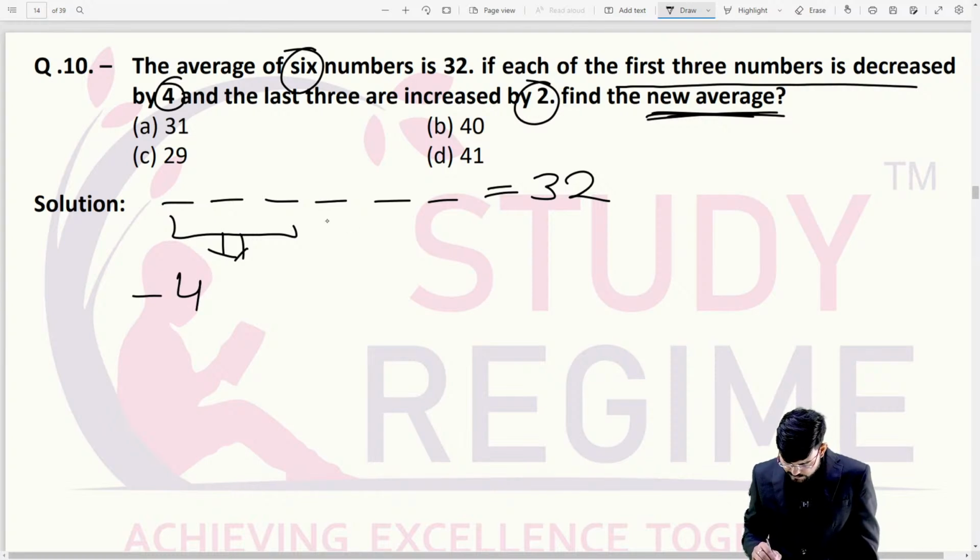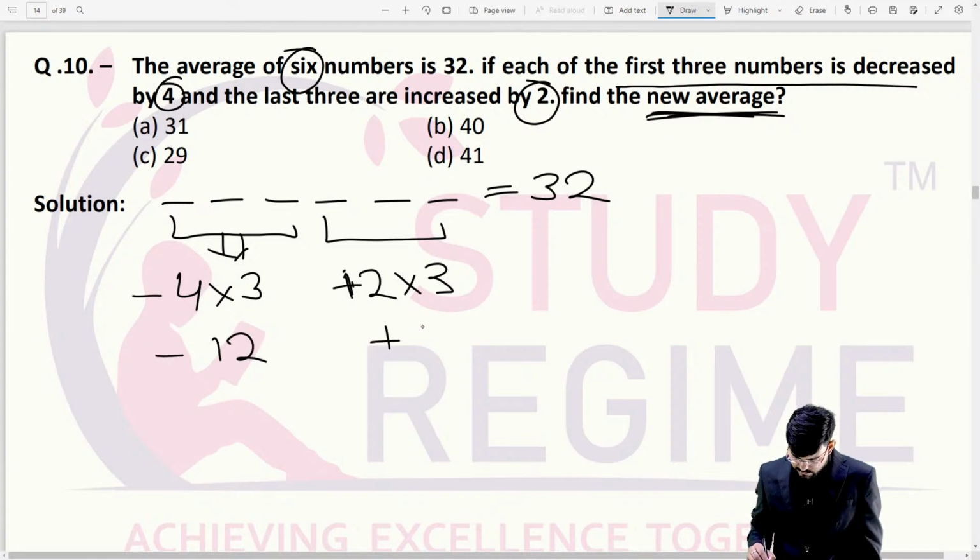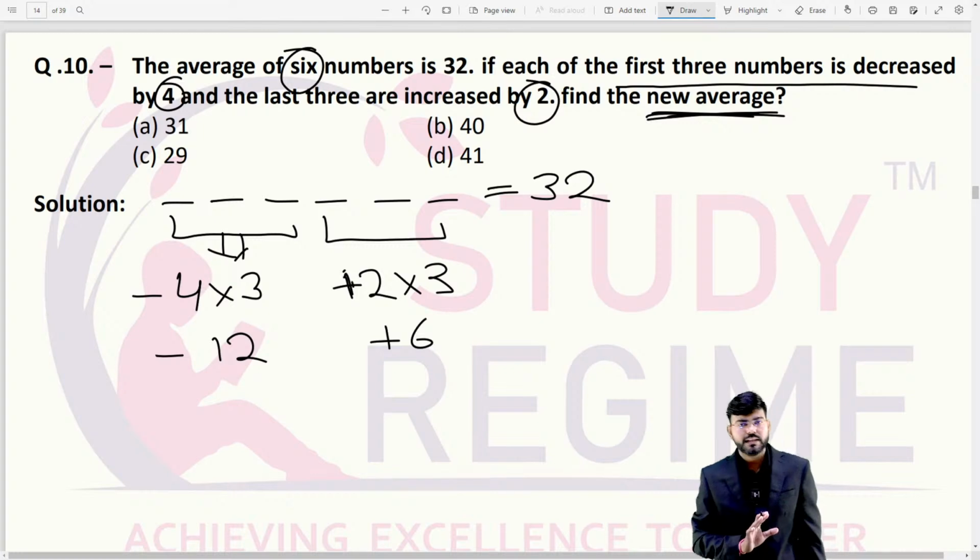Now the next 3, they are increased by 2. So I am putting plus 2. How many numbers are there? 3. So I will multiply it with 3. Here also there are 3 numbers, I will multiply it with 3. You will get minus 12 and here you will get plus 6. Clear what I have done?